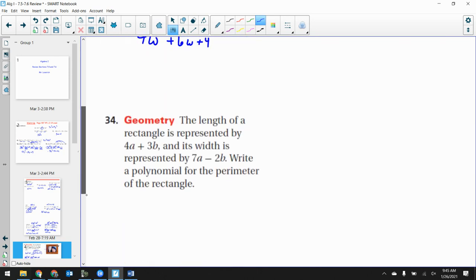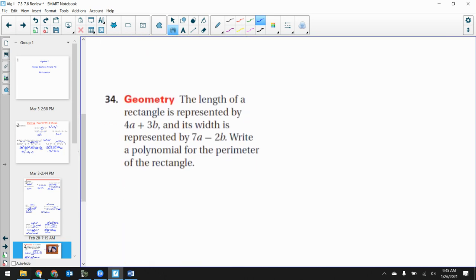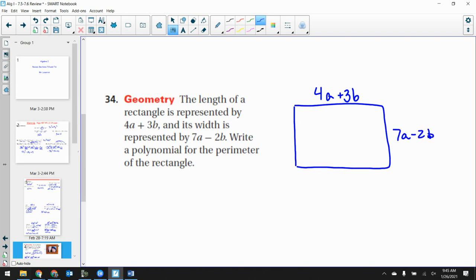All right, now this could be okay, because this is kind of a more simple example. It's still kind of difficult, but it's not as bad as the photo frame one. I've got a rectangle, and the length of the rectangle is 4a plus 3b. The width is 7a minus 2b. And I want to find the perimeter of that rectangle. How do you find the perimeter?